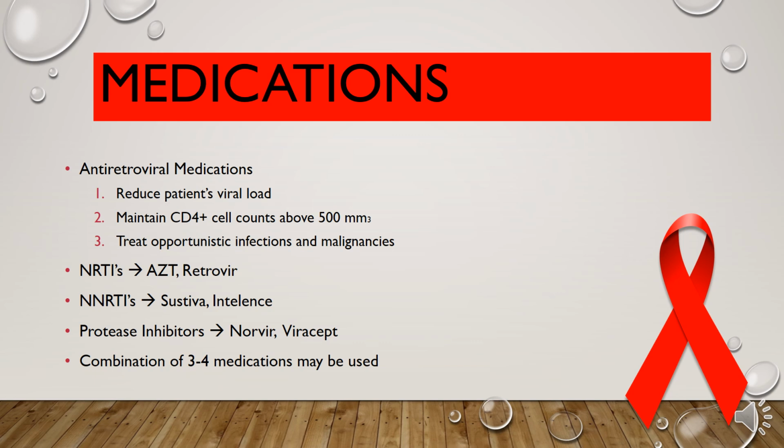Protease inhibitors, these can block production of HIV protease enzyme, which is needed to make the mature virions. And then in your book, it talks about HAART, which is highly active antiretroviral therapy. This is a combination of 3 to 4 medications.